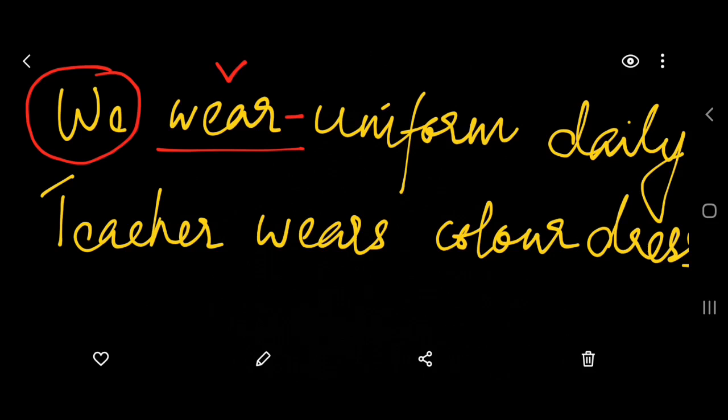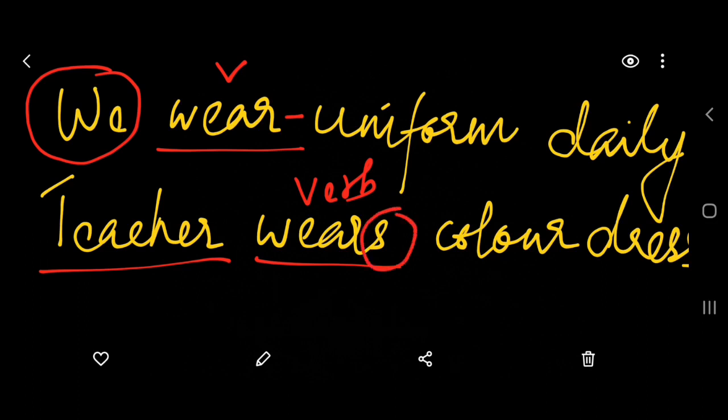Look at the next sentence. Teacher wears color dress. Which is the verb? Wears is the verb. And which is the subject? Who is doing that activity? Yes, teacher. Teacher wears color dress. Now teacher, that is single one. Only one teacher, that is single one. So that is singular. So we may add s with the verb. S verb ന്റെ കൂടെ s add ചെയ്യണം. So teacher wears color dress.